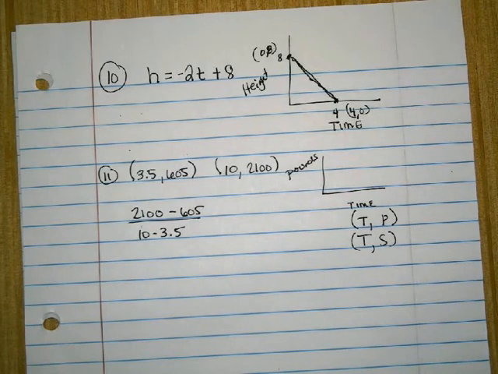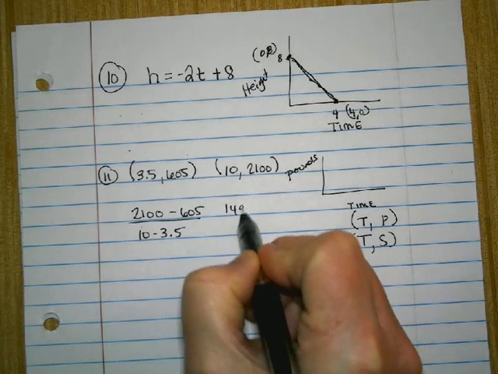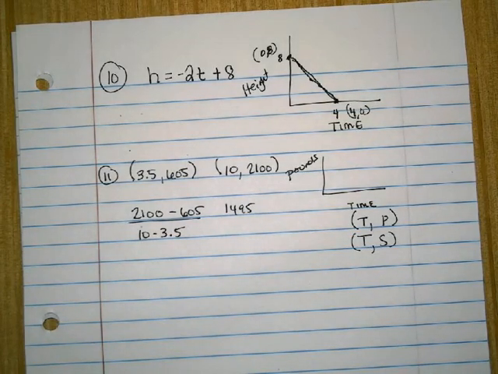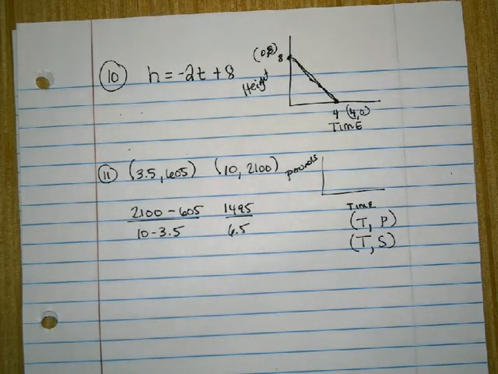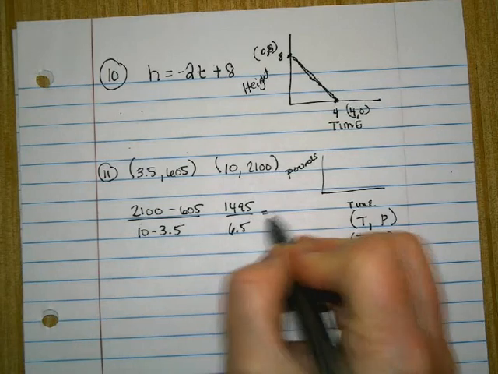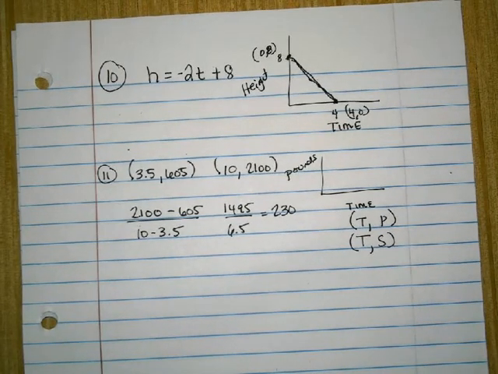What's 2,100 minus 605? 1495. 10 minus 3.5 is 6.5. Divide those. 230. So they're canning 230 pounds of strawberries per hour.